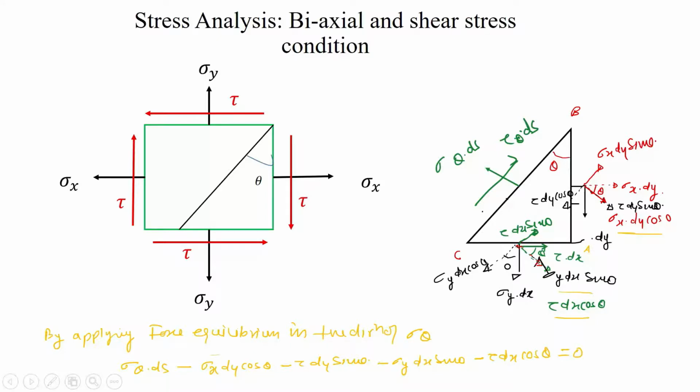So now if we solve for sigma theta, we can write sigma theta is equal to sigma x dy cos theta divided by ds, minus sigma y dx sin theta divided by ds, plus tau dy sin theta divided by ds, plus tau dx cos theta divided by ds.